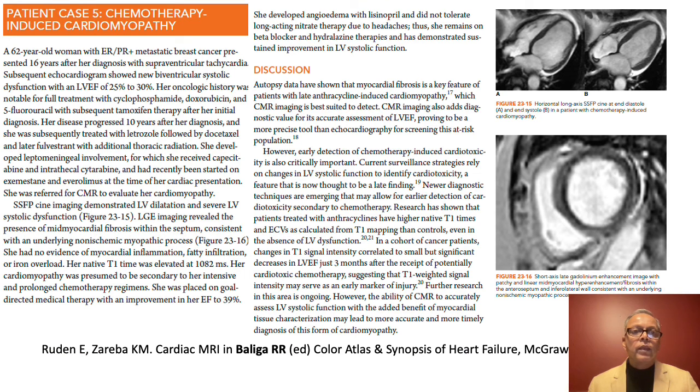This is a patient with chemotherapy-induced cardiomyopathy, and it's interesting that the top figure shows that the LV is severely dilated on MRI, and the lower figure, the late gadolinium enhancement, reveals the presence of mid-myocardial fibrosis within the septum, consistent with an underlying non-ischemic process.